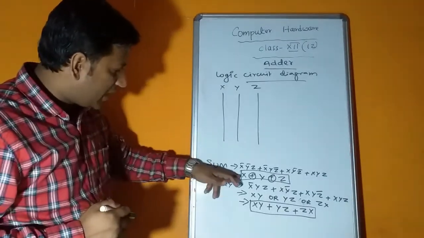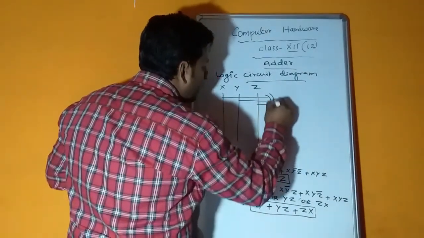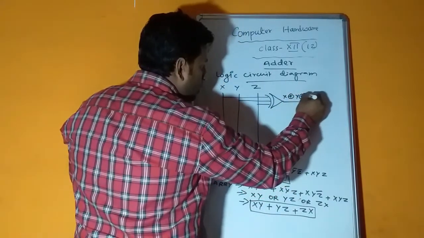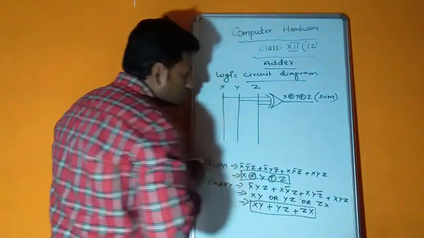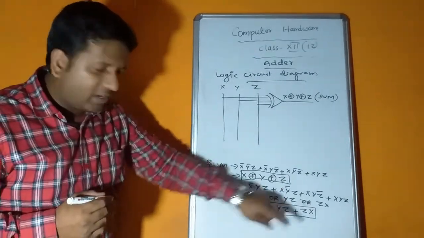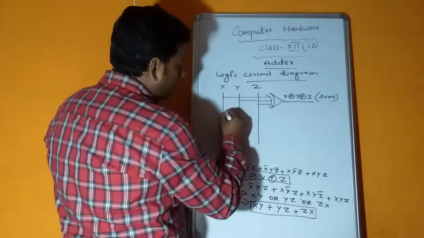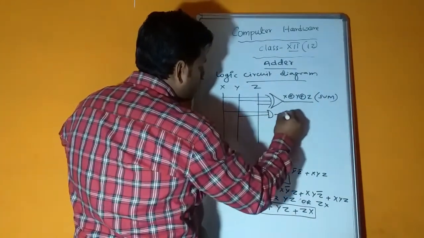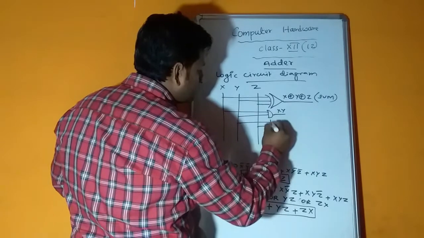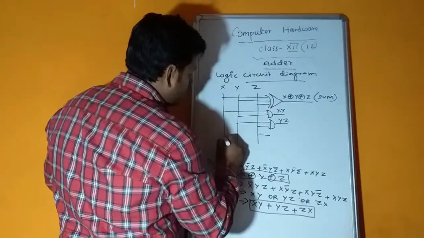Now the sum part: x, x or y, x or z. That means x, y, z, and the x or y concept will be used. So it will become x, x or y, x or z, and we will give the name as sum. And the carry part we can see here, we have xy, yz, and zx with OR part between them. So first xy, then second we have yz, and third we have zx, z and x.